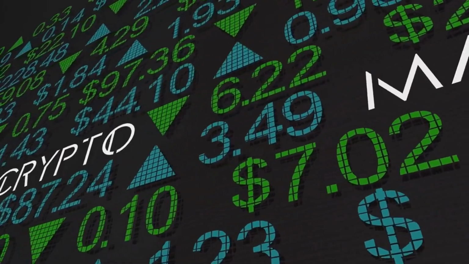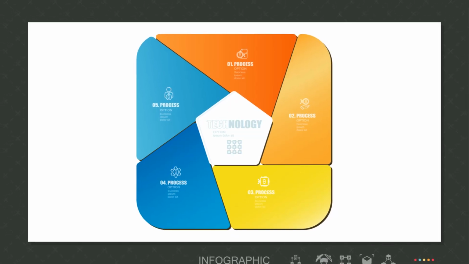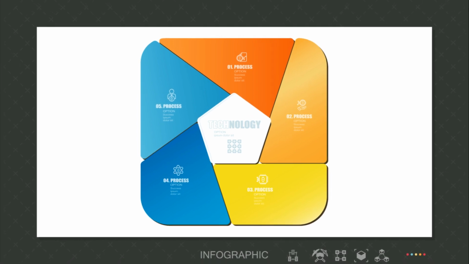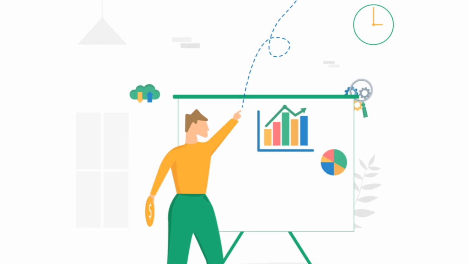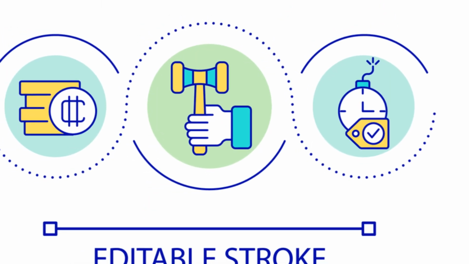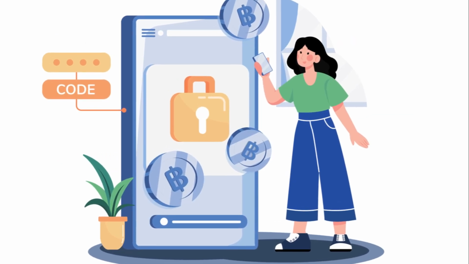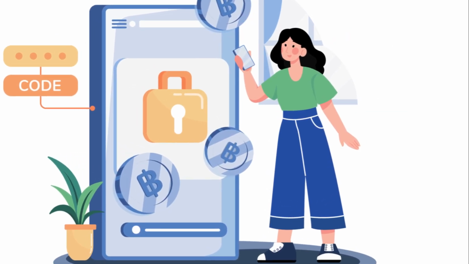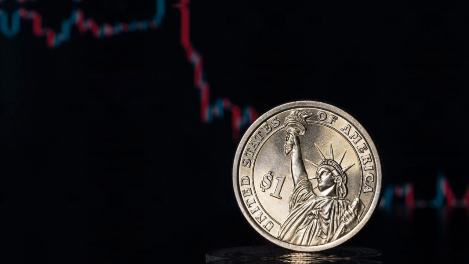Lastly, let's touch on the cryptocurrency market. It's a newer market, and its liquidity can vary widely. Popular cryptocurrencies like Bitcoin and Ethereum tend to have higher liquidity. However, less-known cryptocurrencies may have lower liquidity, leading to potentially larger price swings. Each market has its own unique liquidity profile, presenting different opportunities and challenges for traders. Understanding these differences is crucial in making informed trading decisions.